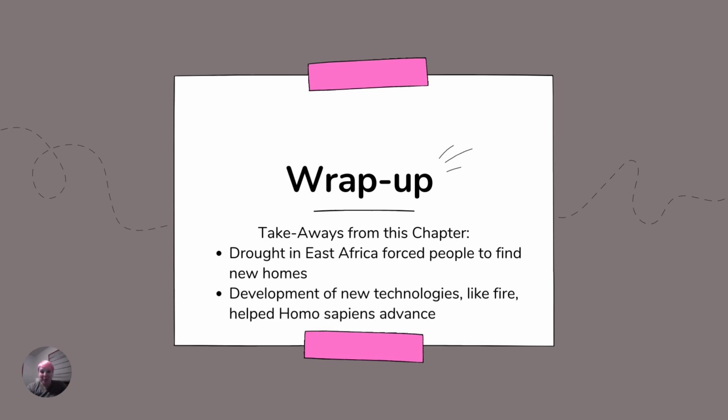So, to wrap it up, two main takeaways from this chapter. I want you guys to remember that a drought in East Africa forced early Paleolithic people to find new homes, and they migrated to those homes. They moved to those homes. And then, because of this, the development of new technologies became really important. And those technologies, like fire, helped Homo sapiens advance and continue to survive.